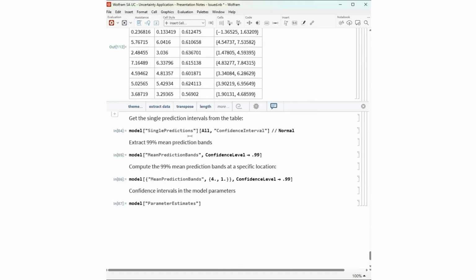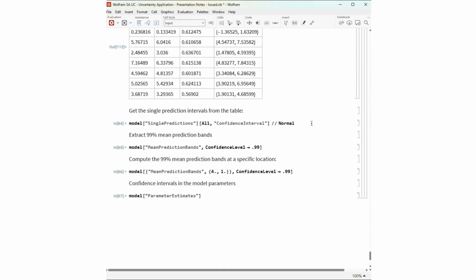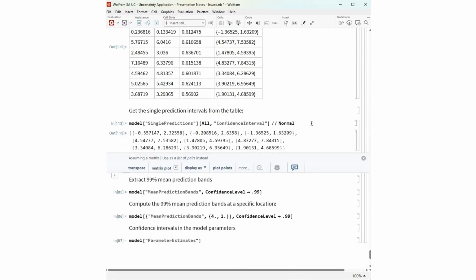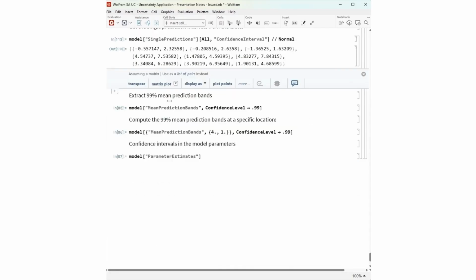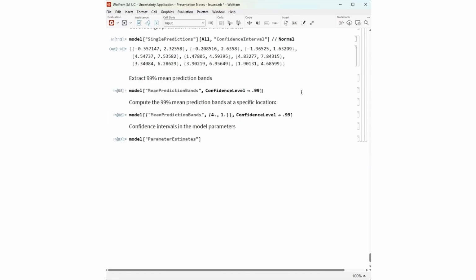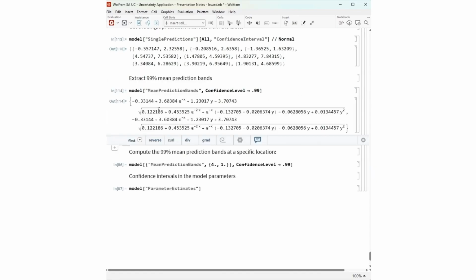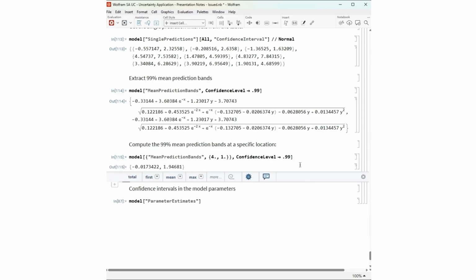You can also, for all your data, pull all the confidence intervals into a list. You can also get the equations that were used to produce the mean prediction bands at a confidence level of 0.99, for example. These are the equations here. And when using the model, you can compute the mean prediction for a specified input value, for example, over here like this. So for 4 and 1, this is the prediction interval.